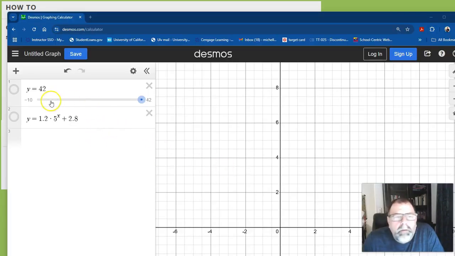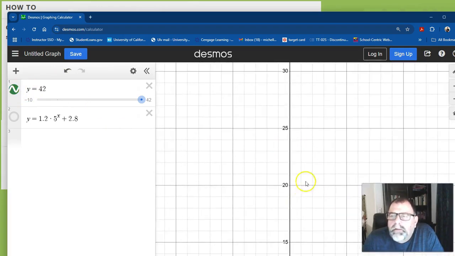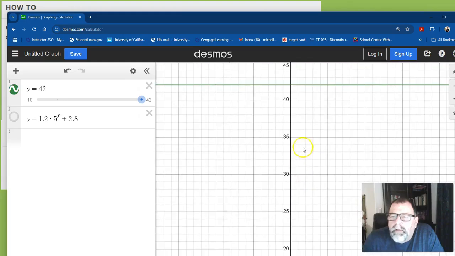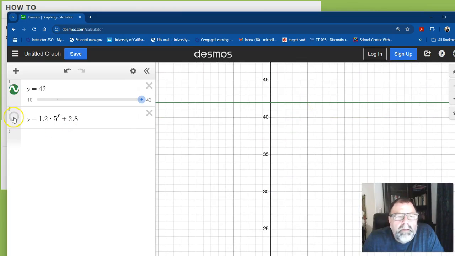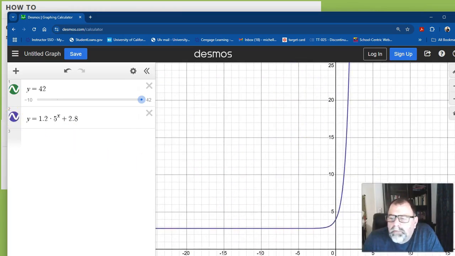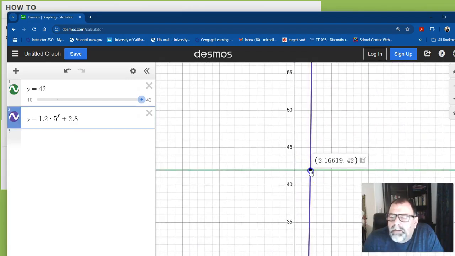Okay, so here's Desmos. Type in y equals 42. I turned it off because I wanted you to see what's going on. So you can scroll out, and that's what's nice about Desmos too. It's very dynamic. And then there's the exponential curve, like I showed you, what I expected, exponential growth. And then you're going to look for where they intersect, and you just click on it.